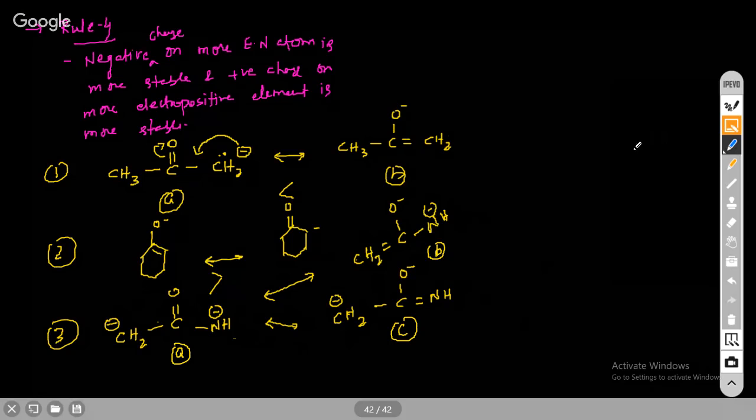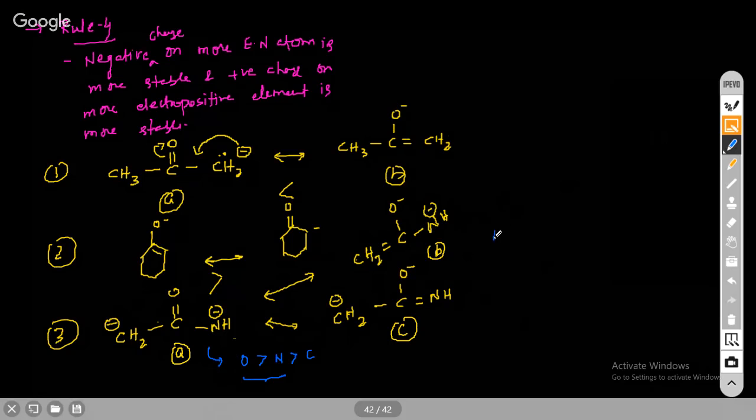Why is it correct? First of all, the electronegativity order of the elements: oxygen is most electronegative, then nitrogen, and then carbon. According to this compound, I'm writing down the electronegativity order. If a negative charge is there, we'll try to put the negative charge on the oxygen atom. That will give a more stable product. Now, if we have more negative charges, then first we'll give it on oxygen, then nitrogen, and then carbon. So if oxygen and nitrogen have negative charge, it is the most stable structure, right?